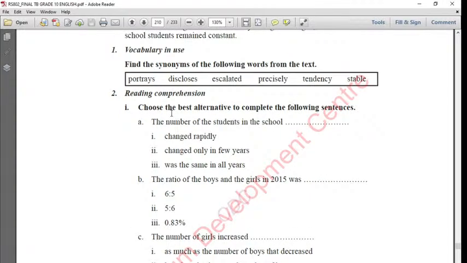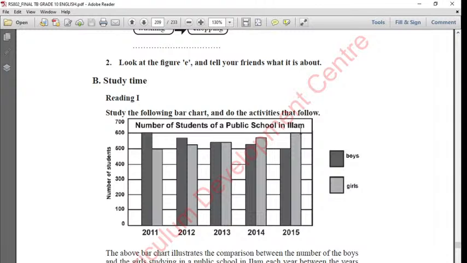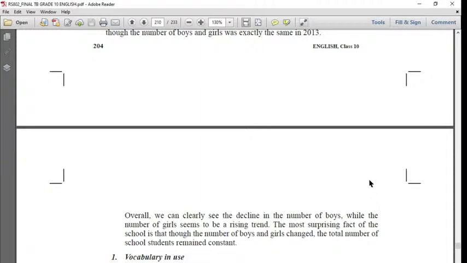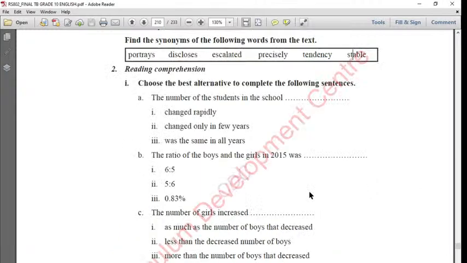are already there. Reading comprehension: choose the best alternative to complete the following sentence. The number of students in school was the same in all years. Ratio of the boys and the girls in 2015 was 5:6, 6:5. So we need to get back to the picture. So we have 1, 2, 3, 4, 5:6. Oh, there is 5:6 here.